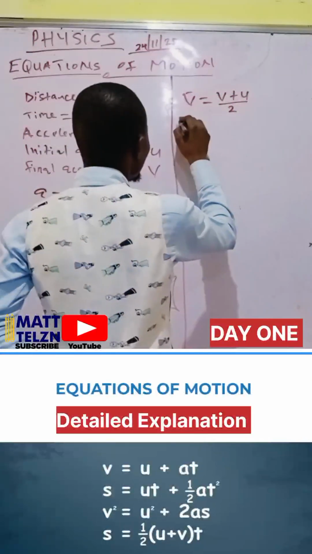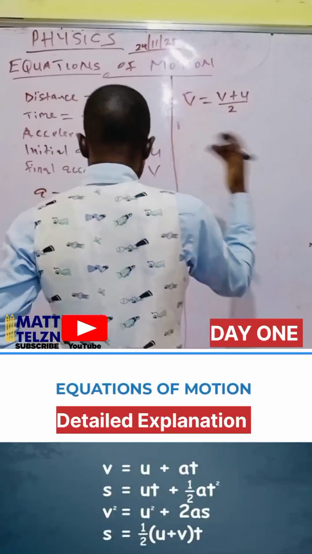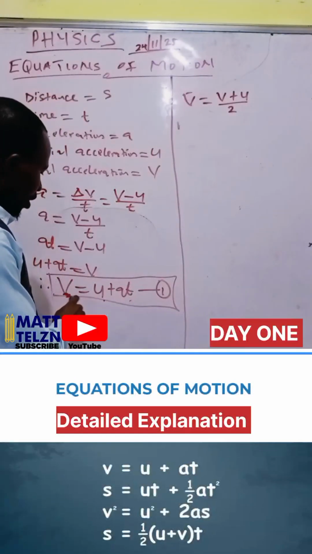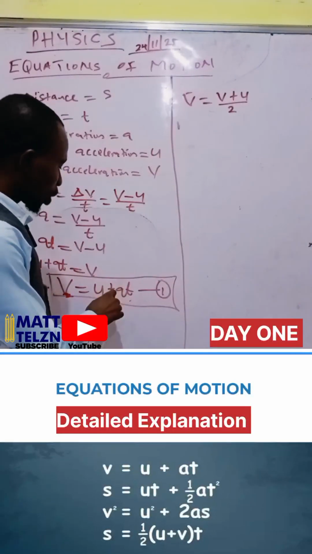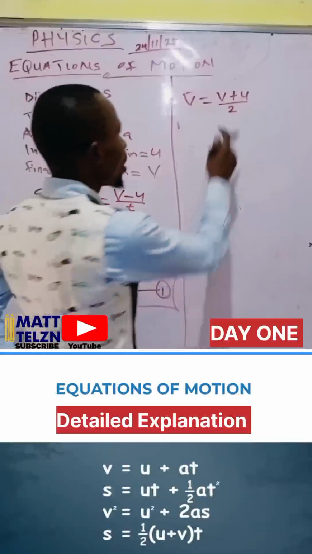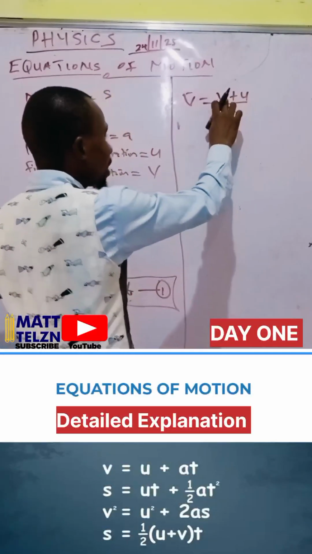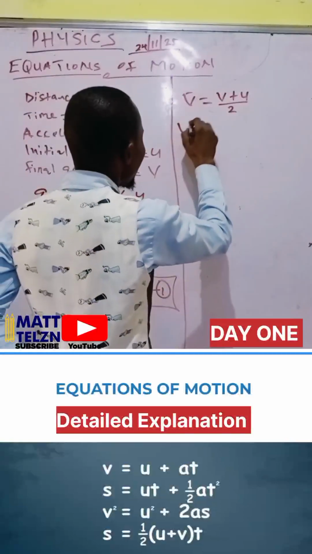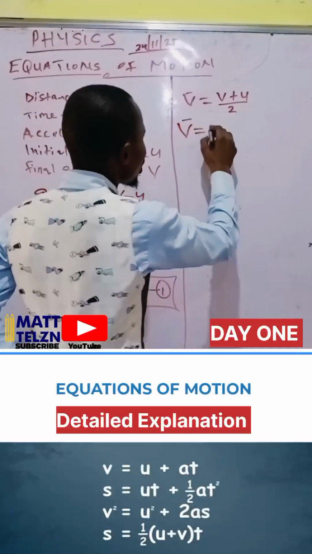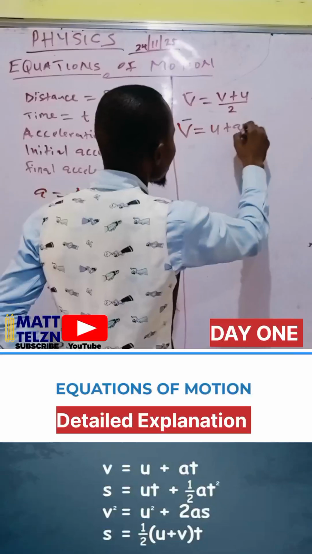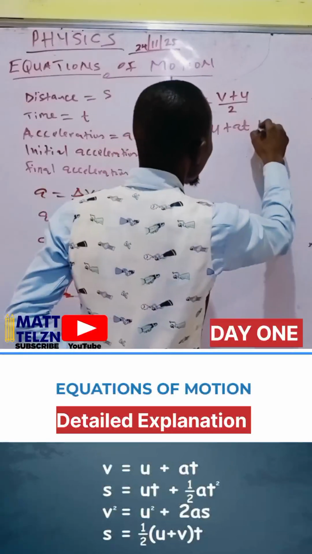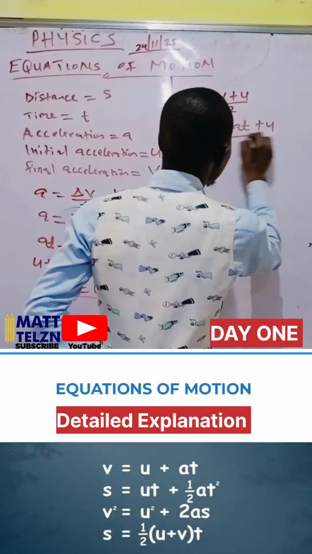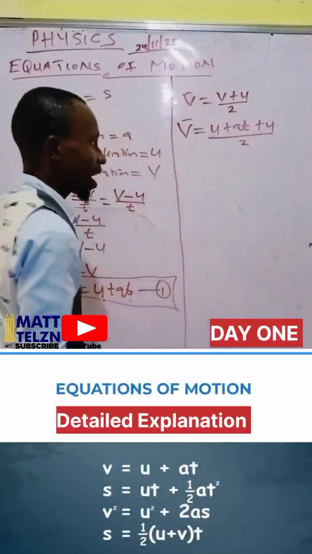Now recall from equation 1. This is our equation 1, right? That v is equal to u plus at. So wherever I have v, I'm going to replace it with u plus at. So what I'm going to have is my average velocity is equal to u plus at plus u, divide everything by 2, right?